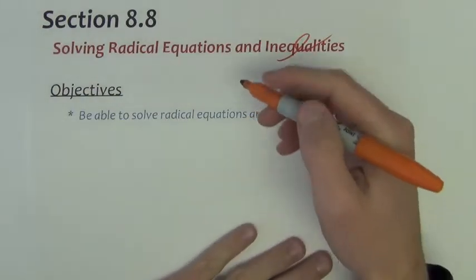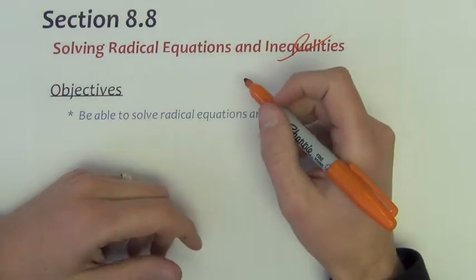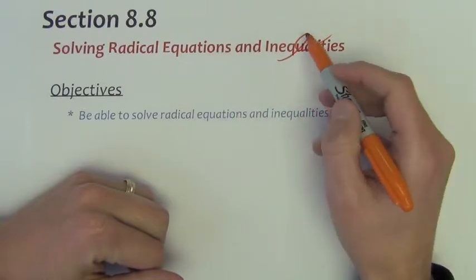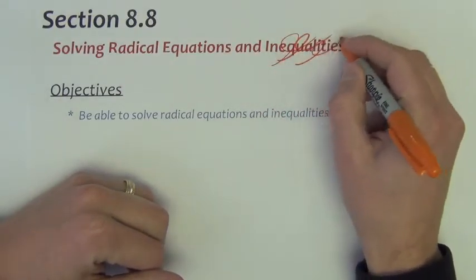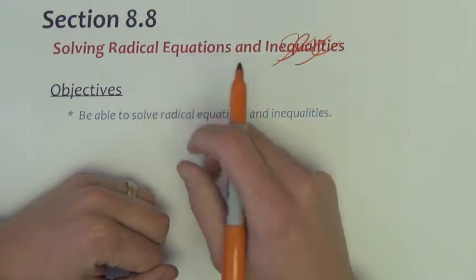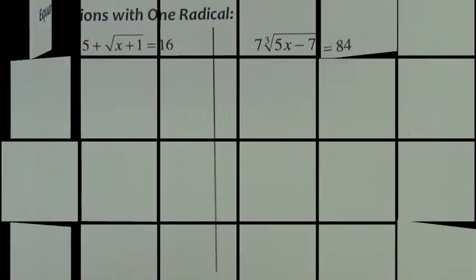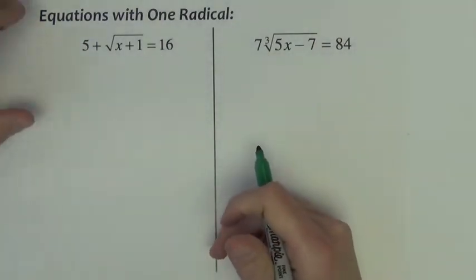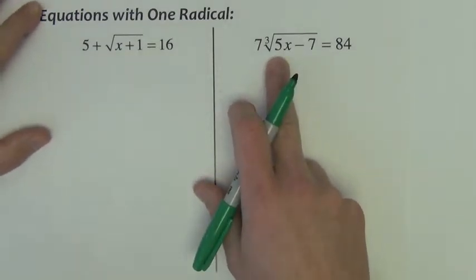In this last section of Chapter 8, we're going to conclude our talks on radicals. We're going to look at how we solve radical equations. Originally I had inequalities planned too, but I'm going to take off inequalities, and we're just going to look at how to solve radical type equations. To begin, let's look at some fairly straightforward radical equations. First one involves a square root, second one involves a cube root.